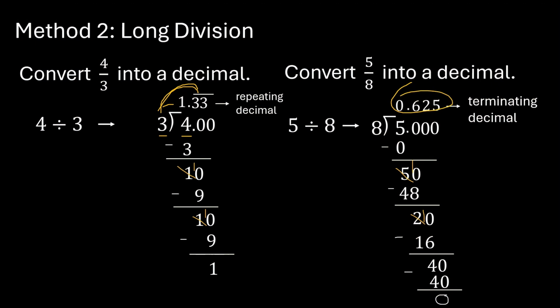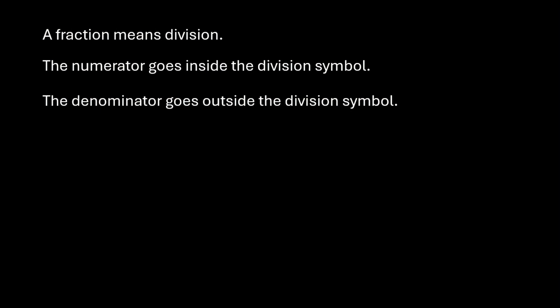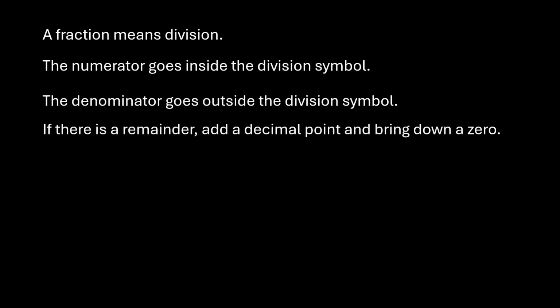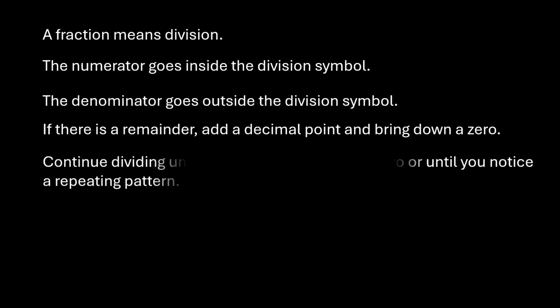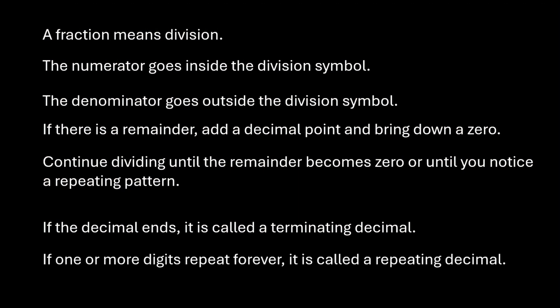Let's summarize what we've learned. A fraction means division. The numerator goes inside the division symbol. The denominator goes outside the division symbol. If there is a remainder, add a decimal point and bring down a 0. Continue dividing until the remainder becomes 0 or until you notice a repeating pattern. If the decimal ends, it is called a terminating decimal. If one or more digits repeat forever, it is called a repeating decimal.